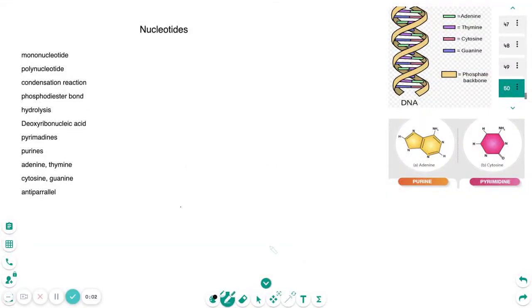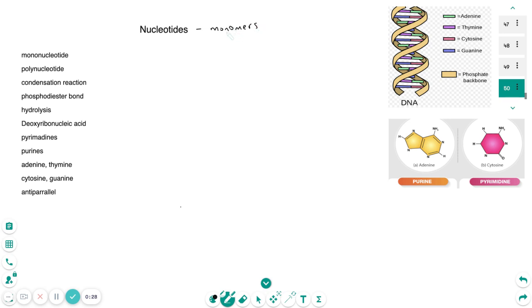Hello, welcome back. Right, so we're going to focus on another biological molecule called a nucleotide. And nucleotides are the building blocks of DNA. So DNA is a polymer, or we can call it a polynucleotide. It's made from many monomers, and a nucleotide is a monomer. So lots of monomers put together make a polymer.